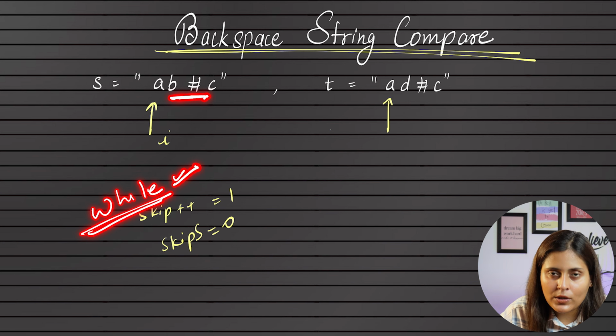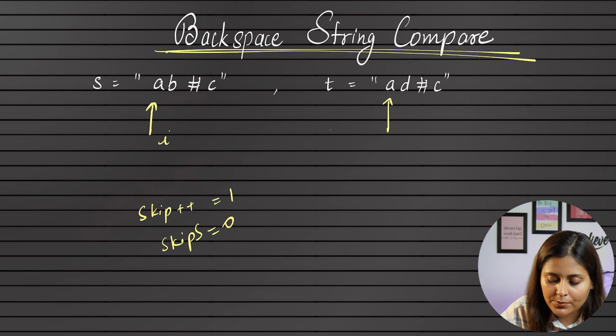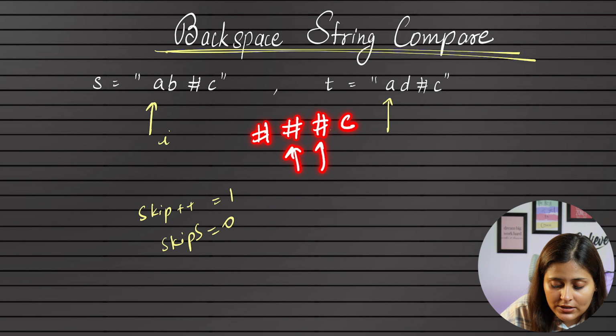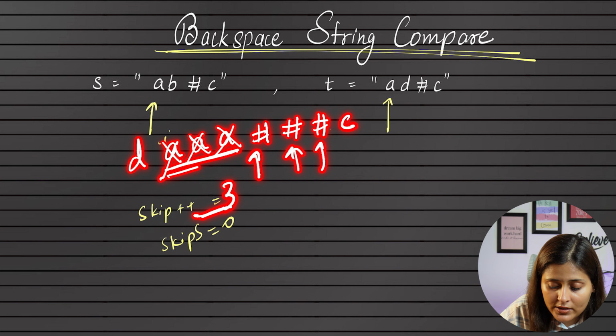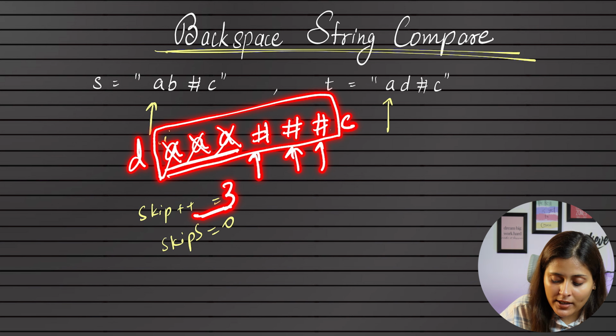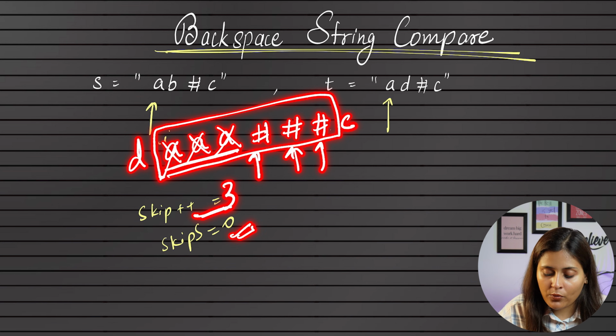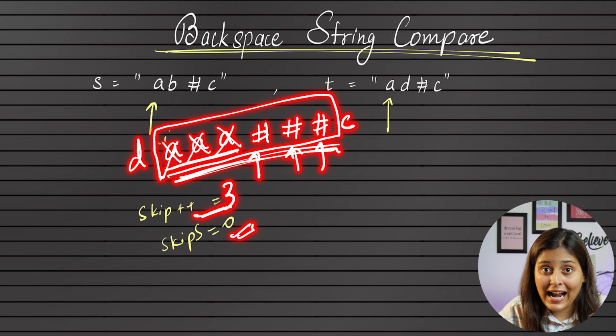Another reason is that here there is only one hashtag. What if there are multiple hashtags? Suppose 3 hashtags are found after C. So we'll keep on adding all these hashtags, so skip S will become 3, and after that A and D. So all 3 are deleted as the skip count is positive. So for this many times, why run it in a single, the same while? Why not traverse all of this at once?